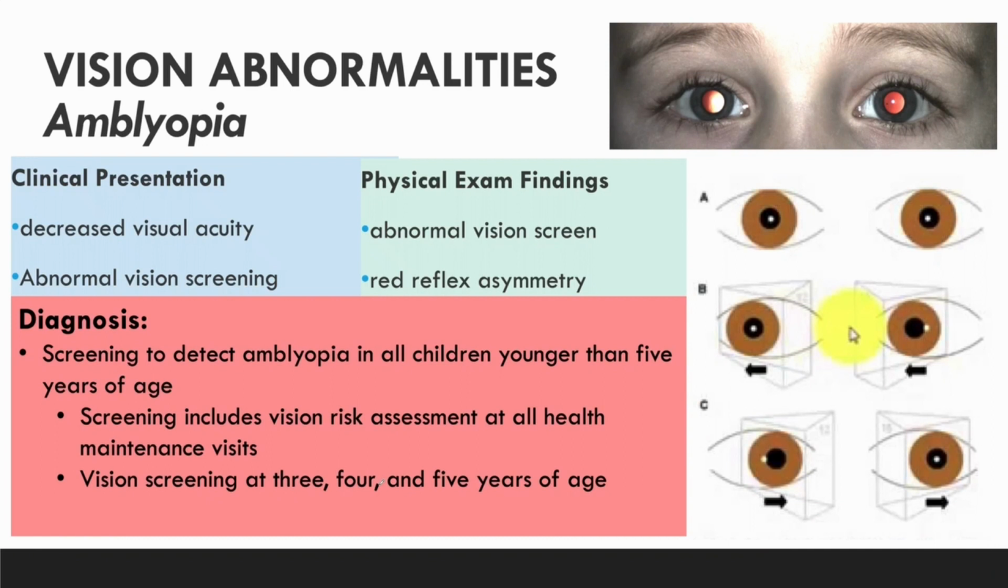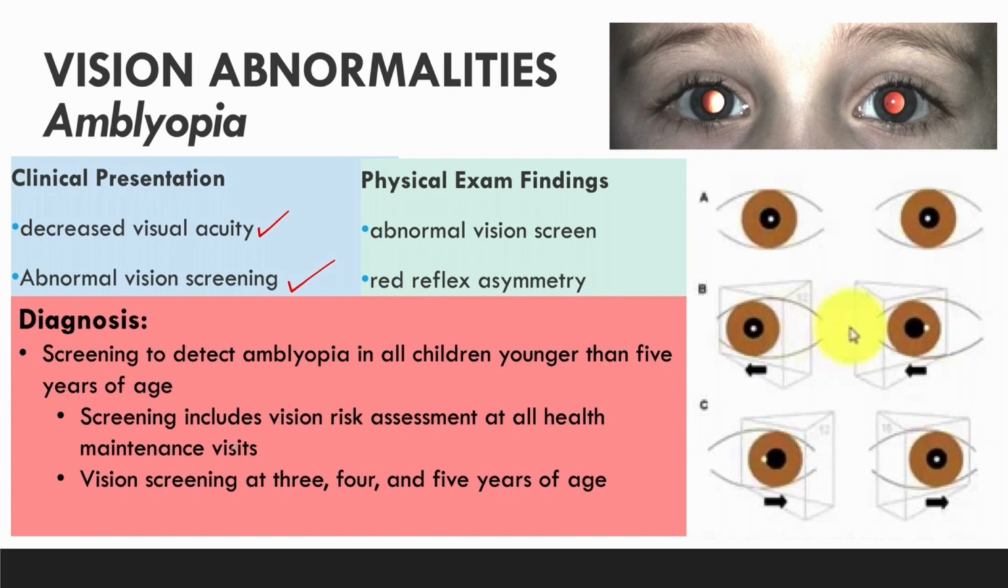So with the eye that's affected, you'll have a decreased visual acuity, so you won't be able to see as well, and you'll have an abnormal vision screening. You'll want to look at the eyes, you'll want to have the patient track your finger, looking for tracking and all sorts of stuff. And then depending on if there's an asymmetry of the eyes, you'll see a defect in the red reflex.